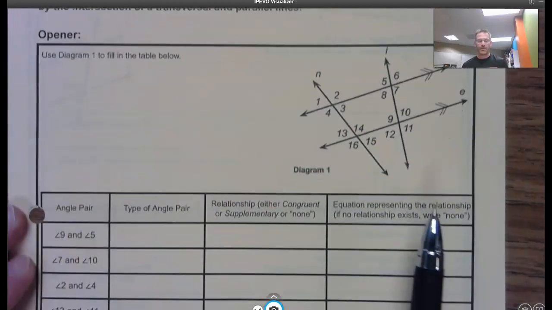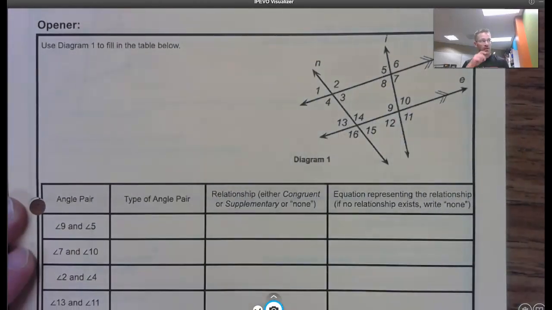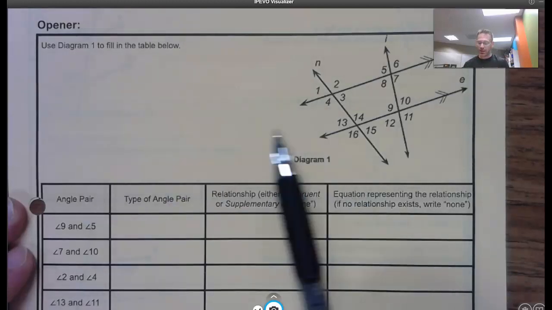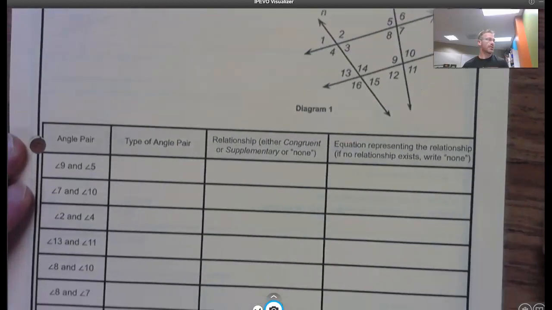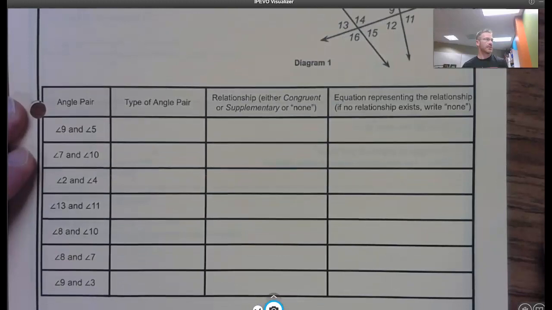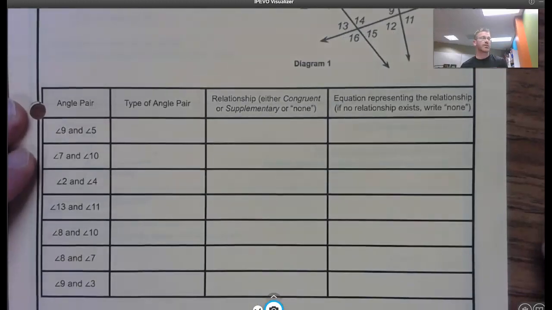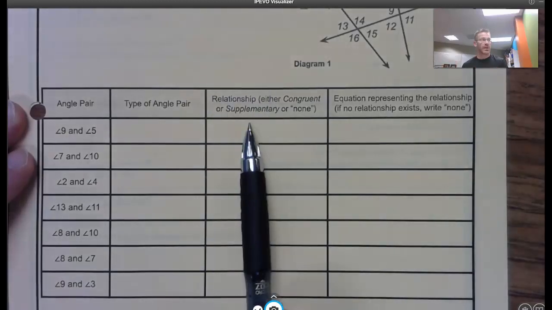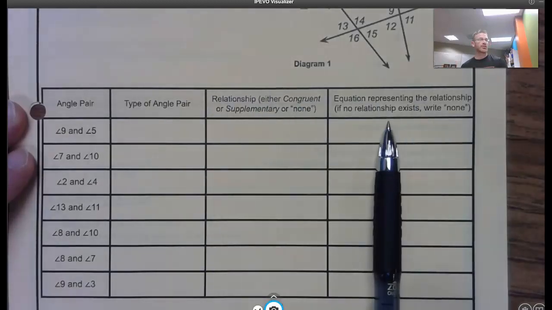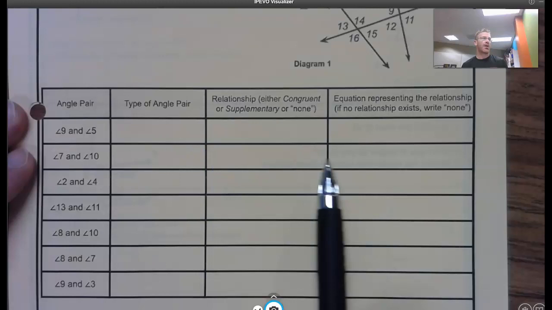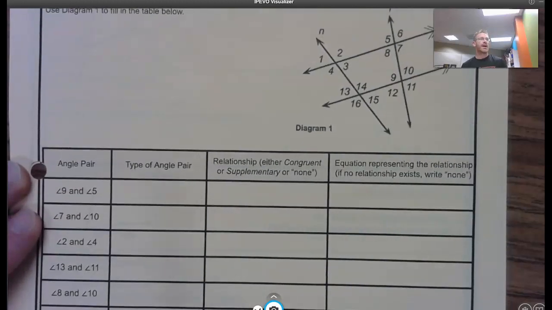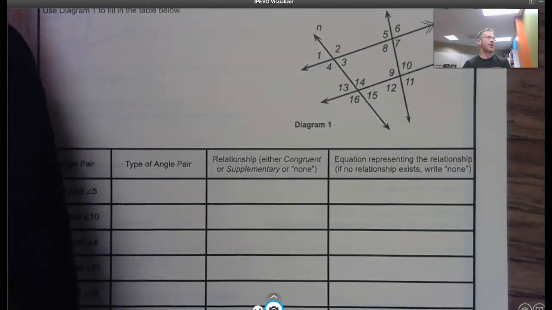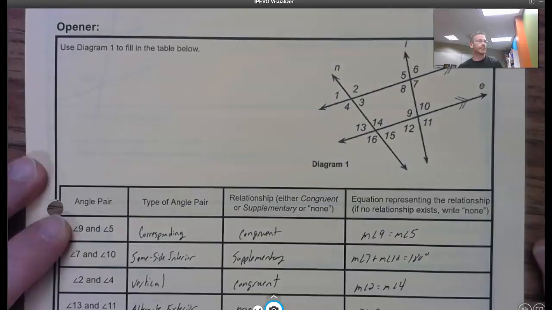What I would like you to do, as soon as I'm done explaining this, is pause the video and complete the opener, where you go through and look at each pair of angles and state the type of angle. That would be corresponding, alternate interior, those types of things. What's the relationship? And if there is a relationship, write out the equation. If there's none, just type none, and it'll be none all the way across. So go ahead, pause the video, do that, flip it back on, and we will check out your work.